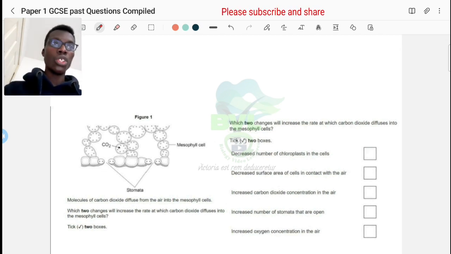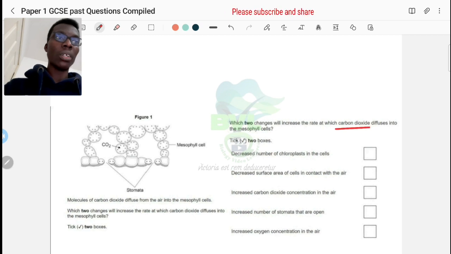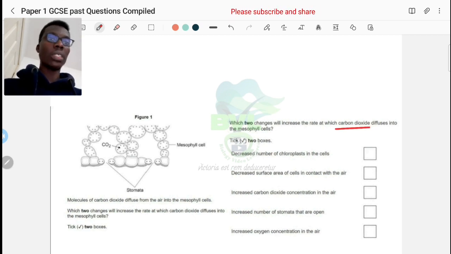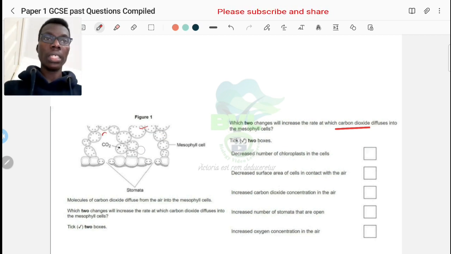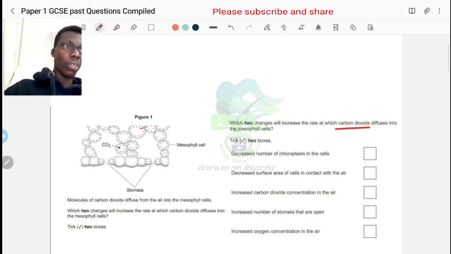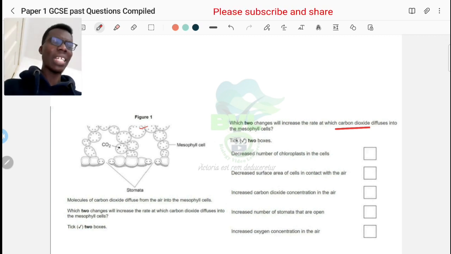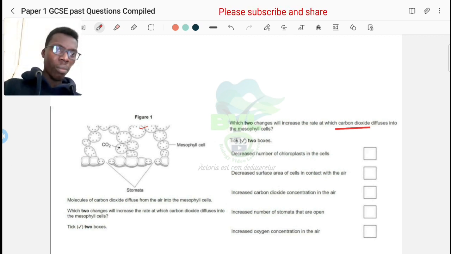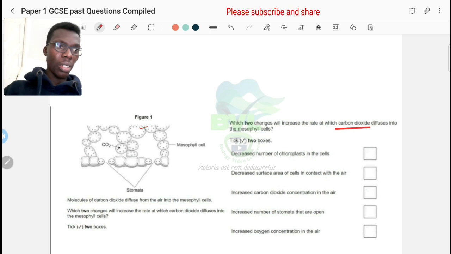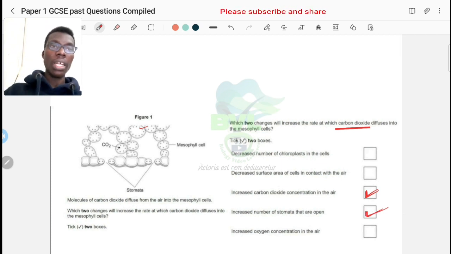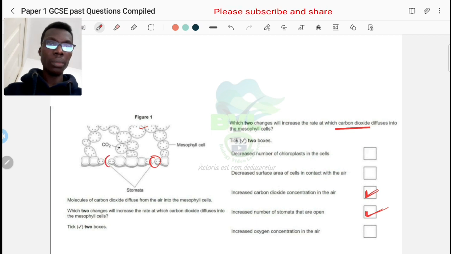It says, which two changes will increase the rate of carbon dioxide diffusion into the mesophyll cells? I mean, this is talking about into this place. So, decrease in number of chloroplasts? Well, chloroplasts don't really directly affect that here. There should be an increase in carbon dioxide concentration and an increase in the number of stomata that are open. Yeah, these are stomata basically.